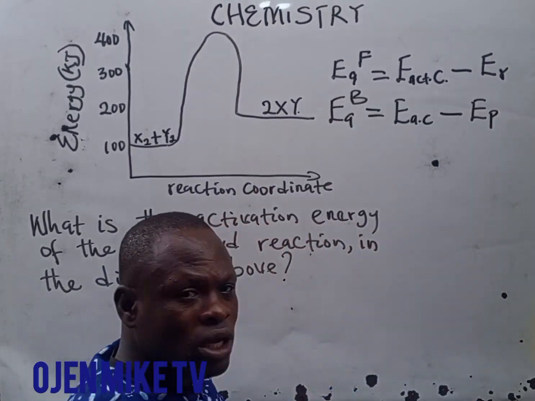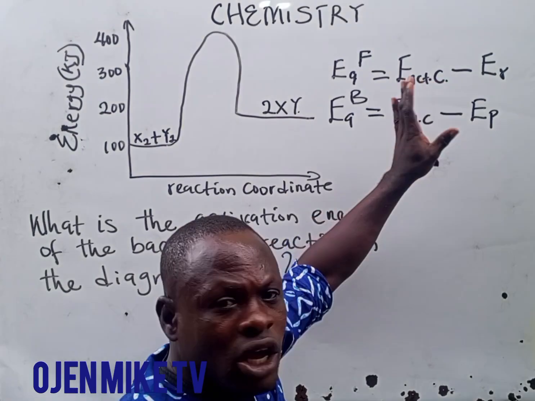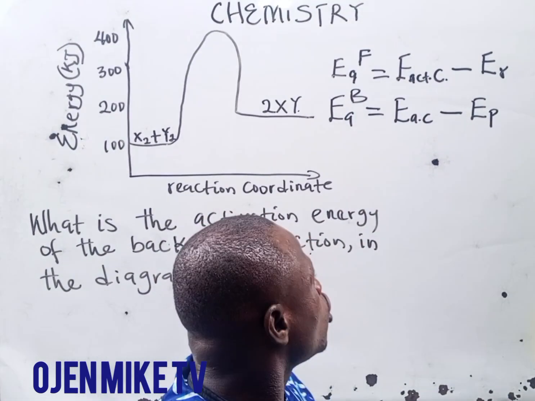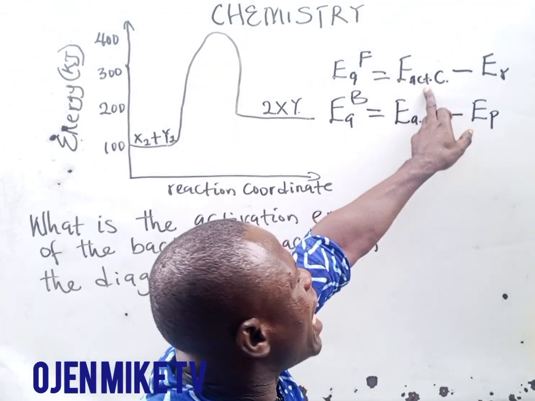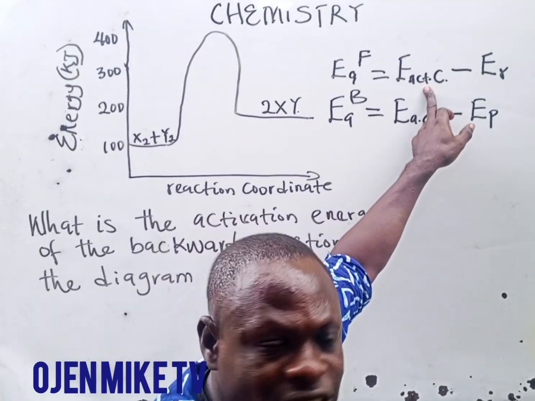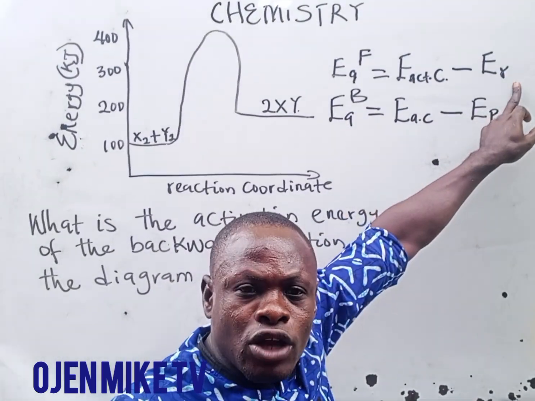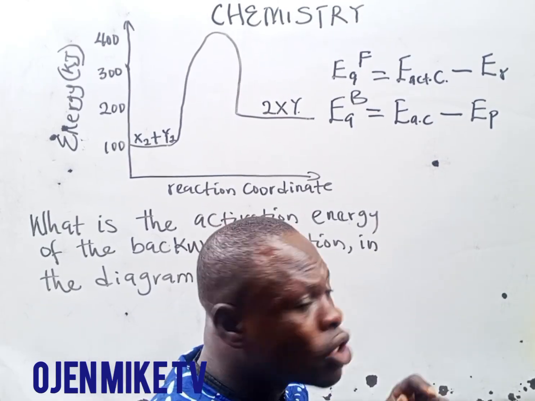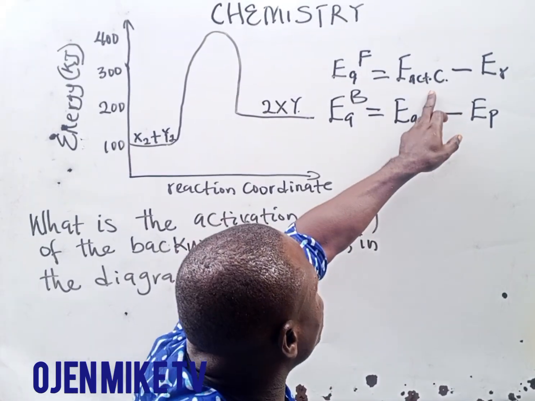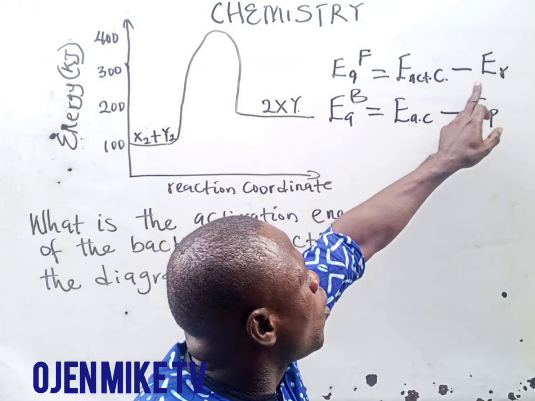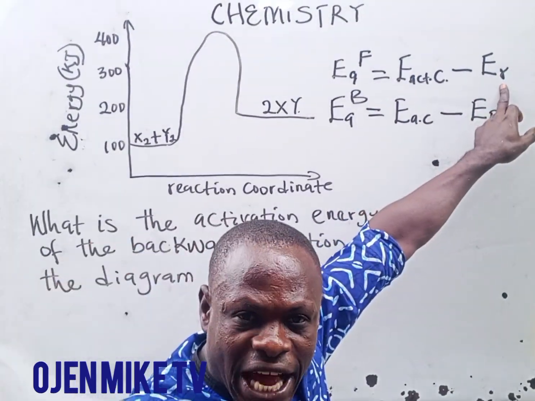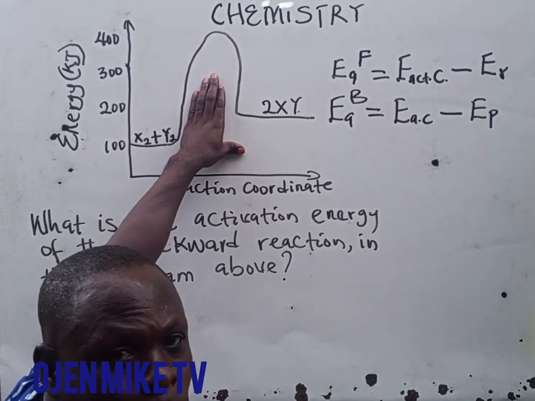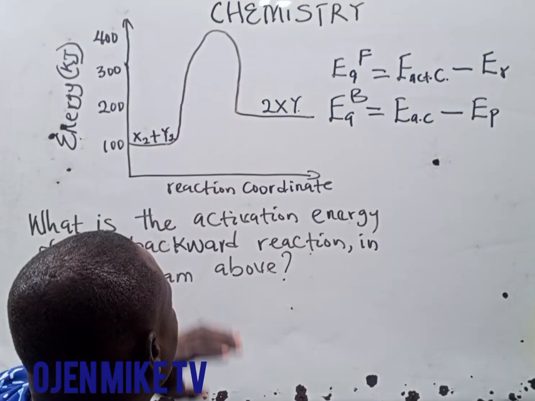This is how to calculate what? To calculate activation energy. We have the reactant, we have the product. So what you are going to do, you subtract the reactant from the activated complex to get your forward reaction. To calculate your activation energy of the forward reaction, you subtract the reactant from the activated complex. Now we are going to identify our activated complex in this diagram.